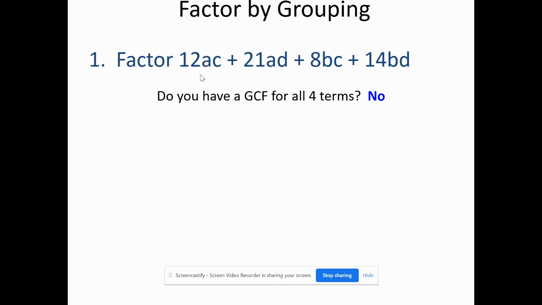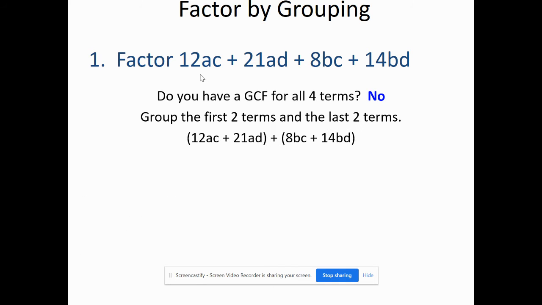So we are going to take those four terms and group them, first two terms and last two terms. So that 12AC plus 21AD is going to go on our first, what I'm going to call factor or binomial, plus 8BC plus 14BD binomial as well. Now we can look at these as two separate polynomials.